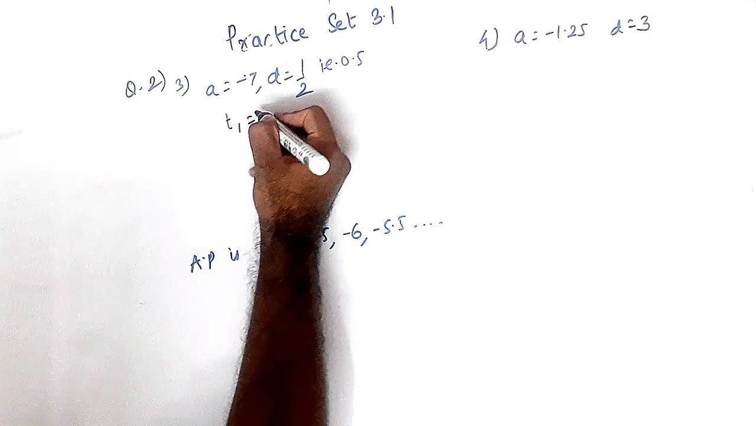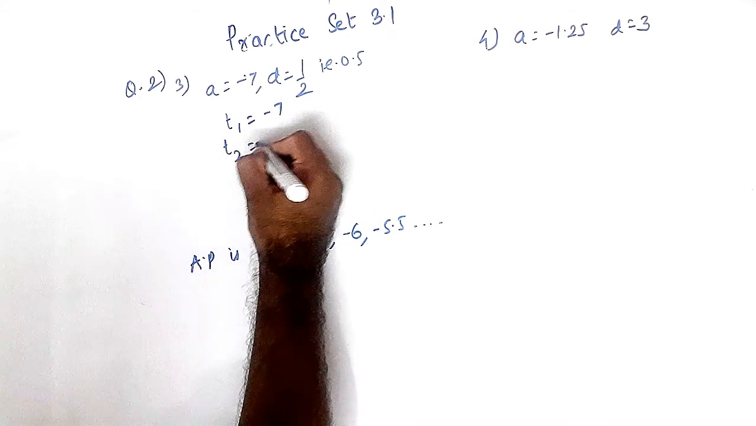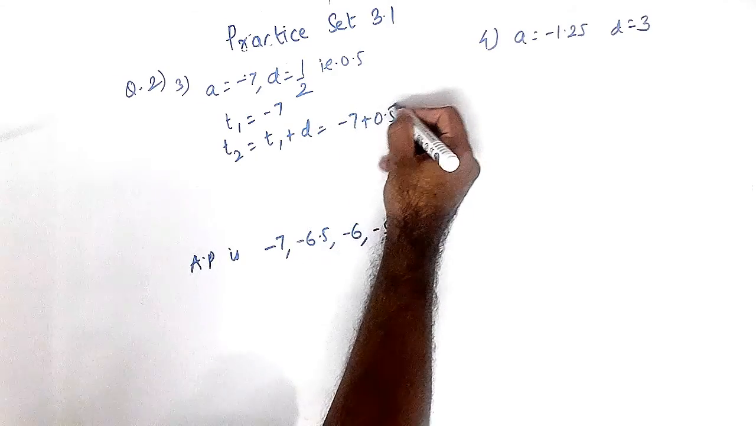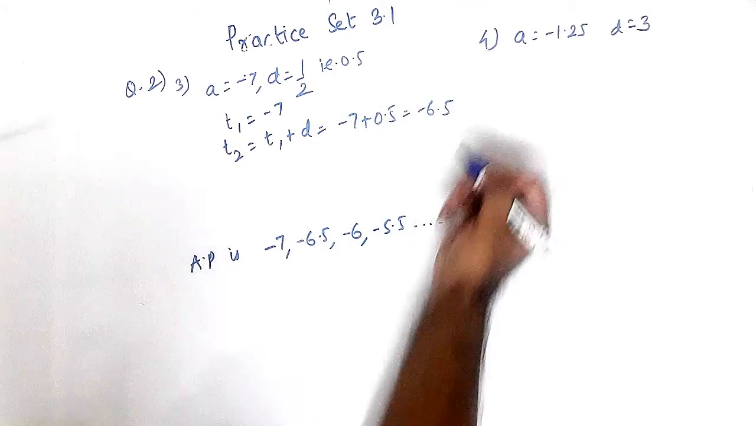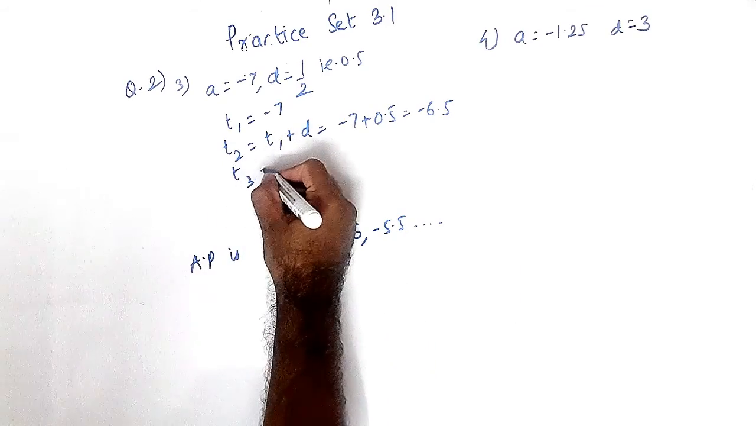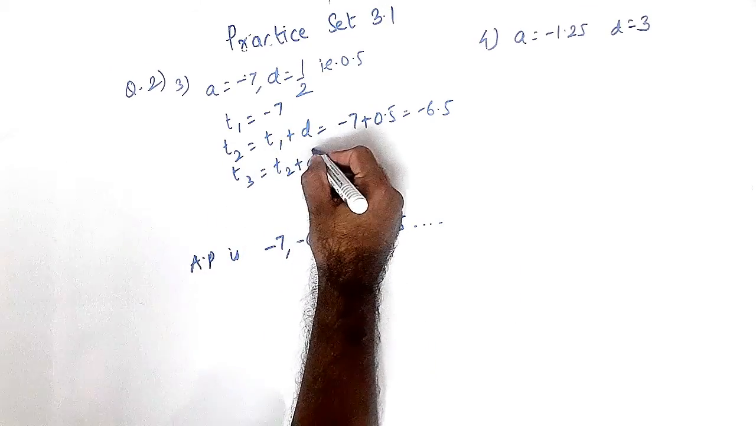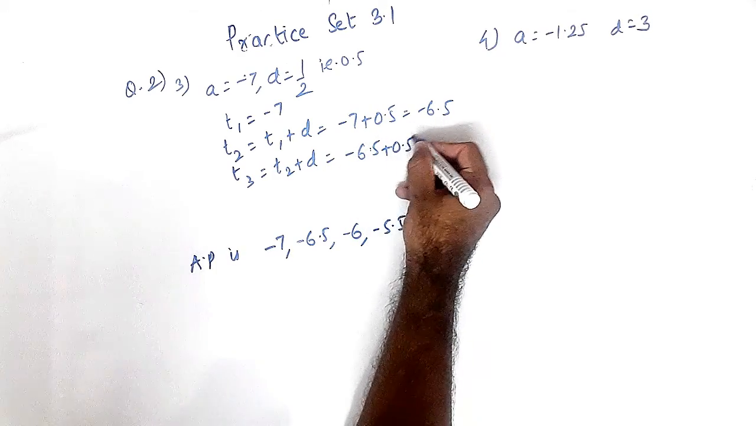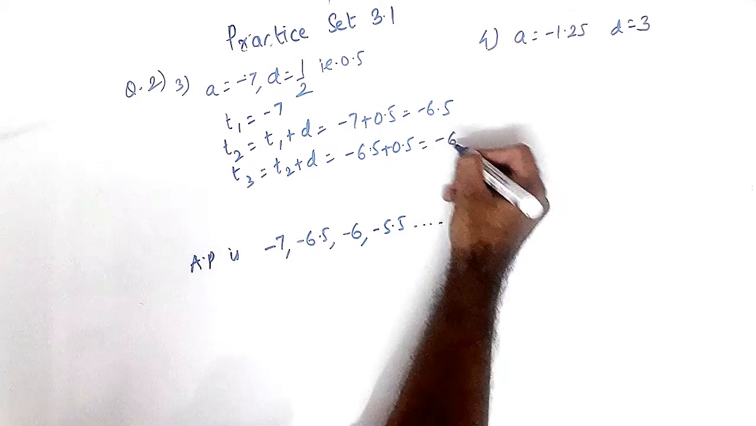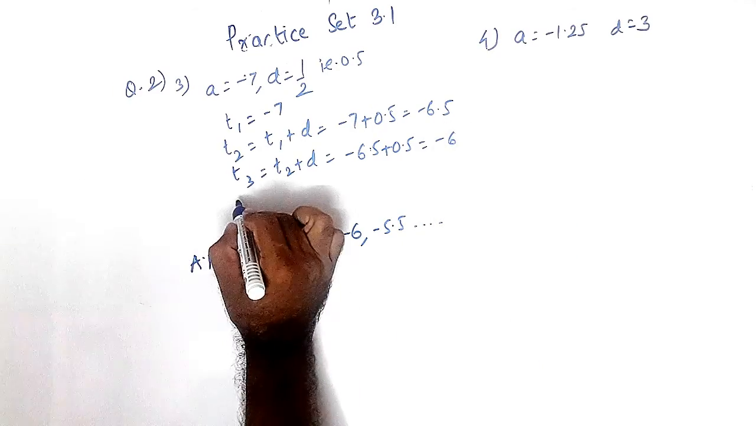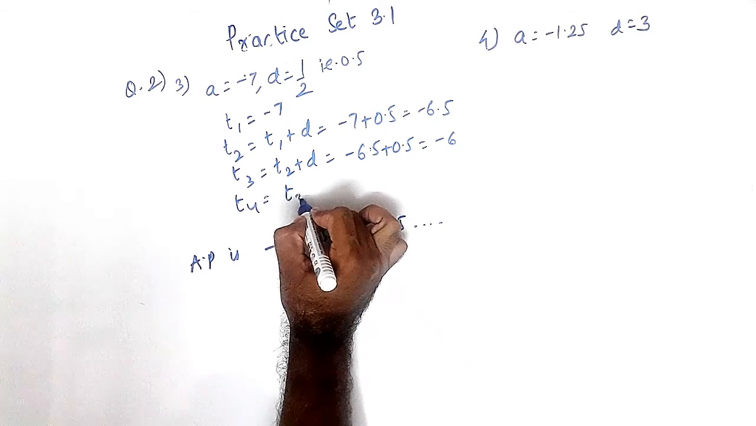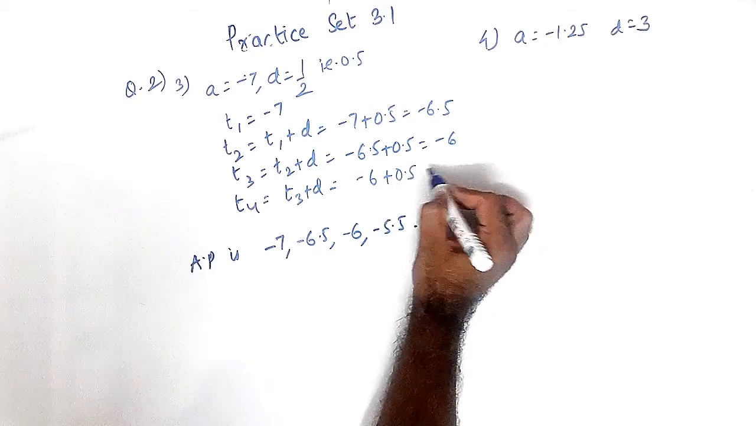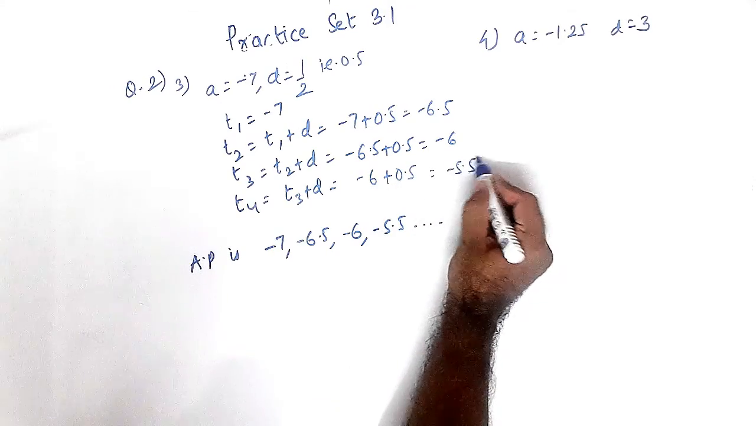Of course, T1 is equal to minus 7, T2 is equal to T1 plus D, so it is minus 7 plus 0.5, that is minus 6.5. T3 is equal to T2 plus D, so it is minus 6.5 plus 0.5, so that is minus 6. Okay, and T4 is equal to T3 plus D, so that is minus 6 plus 0.5, so that is minus 5.5.